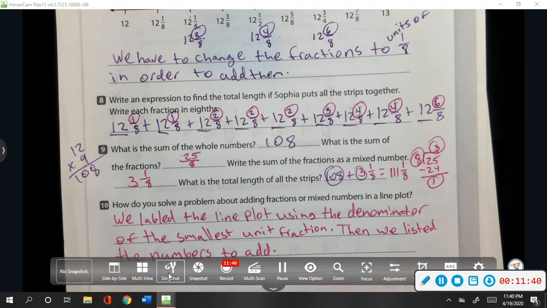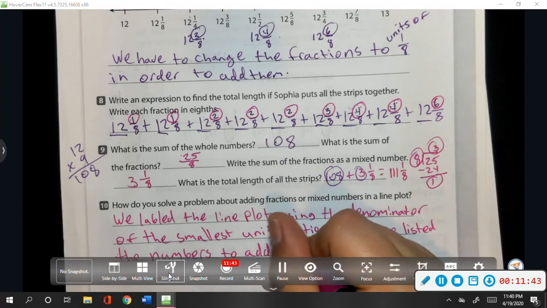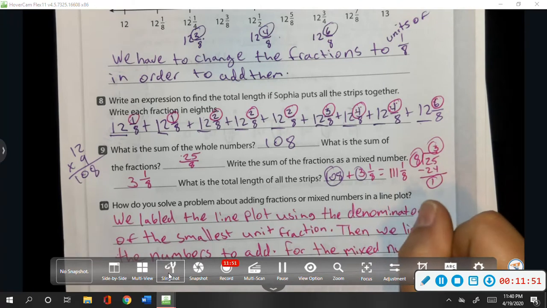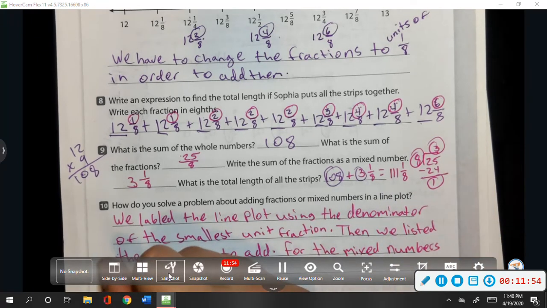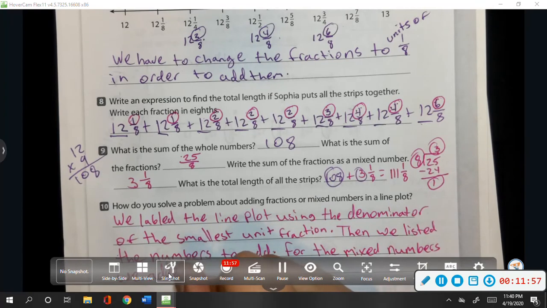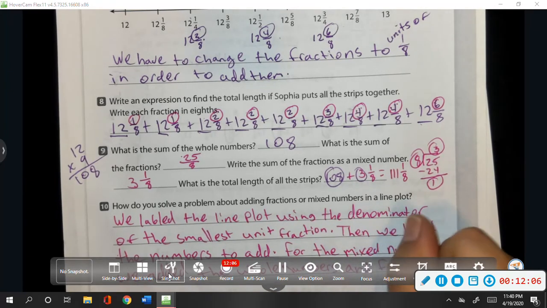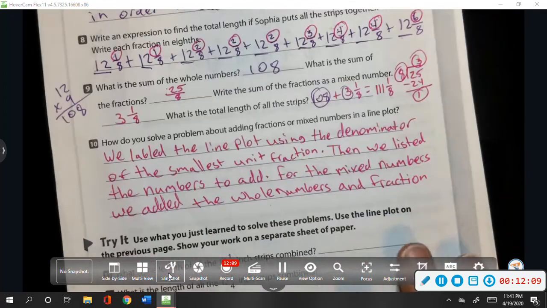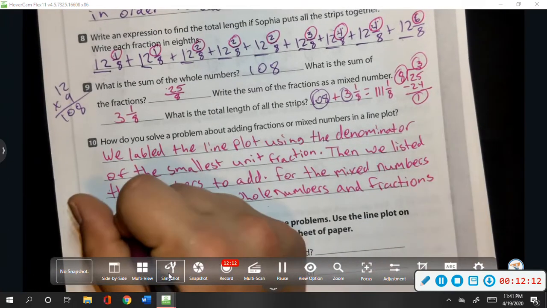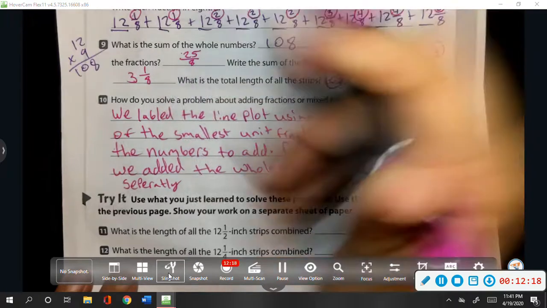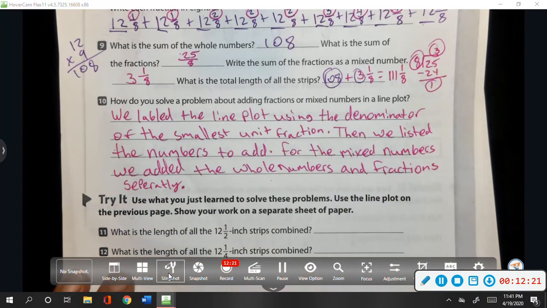And then for the mixed numbers, we just added the whole numbers and fractions separately. Don't forget your punctuation, y'all. Don't want Miss Felicia to get onto us.